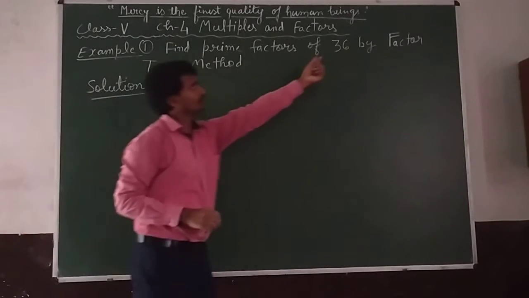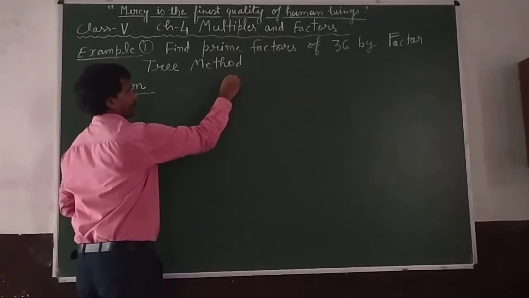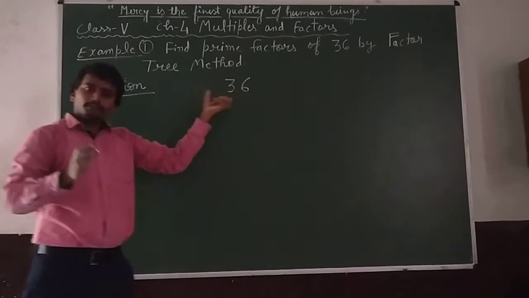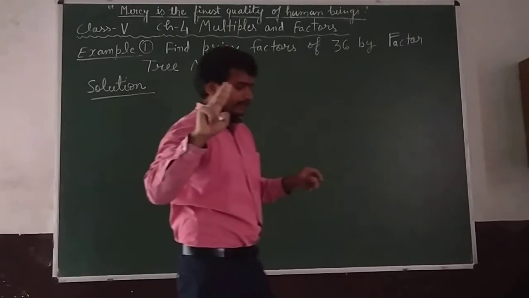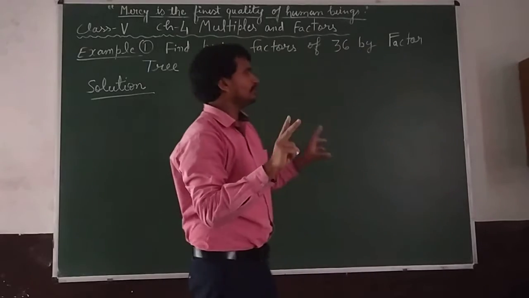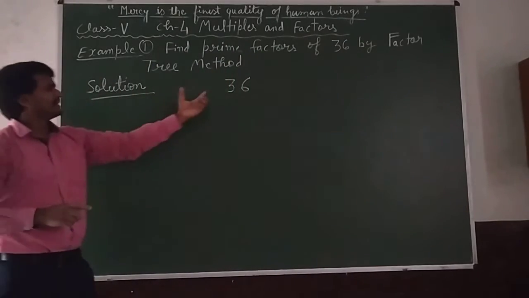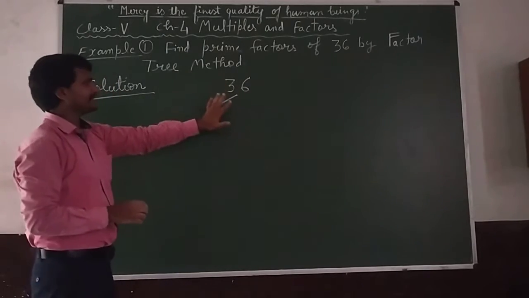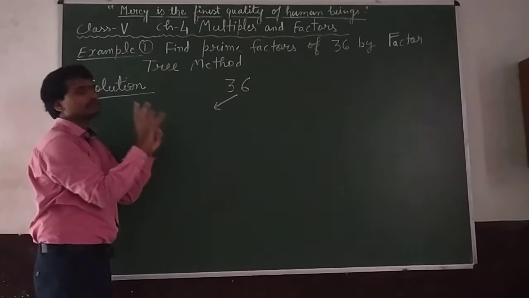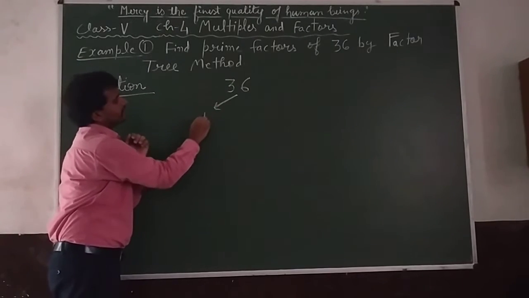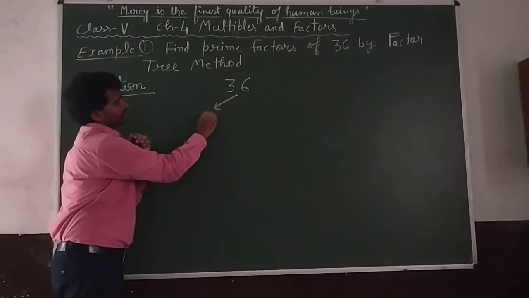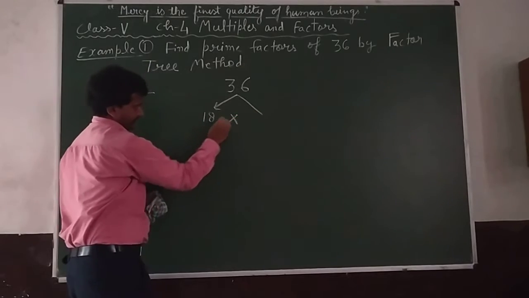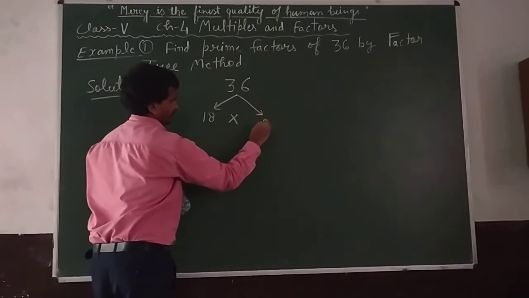First of all, we will write down 36. Now we break it into multiples of two factors, or two numbers. We can write it as any two numbers' multiplication. For example, we write 18 multiply 2.